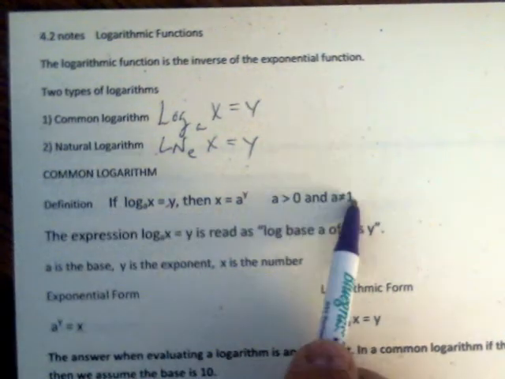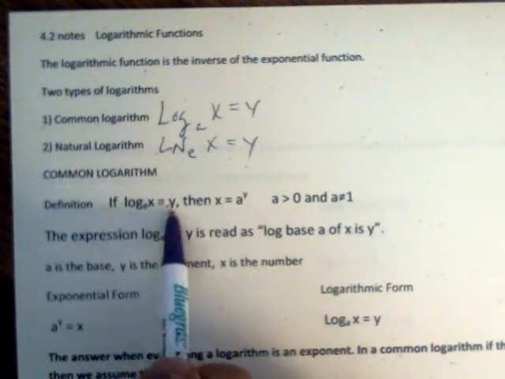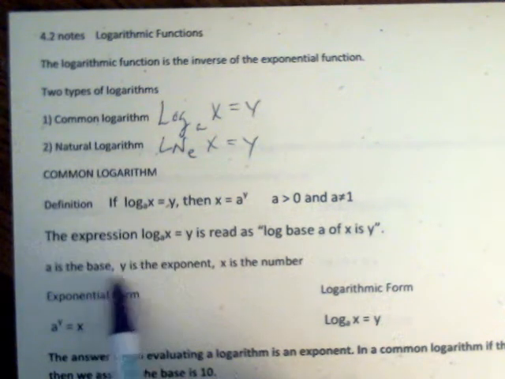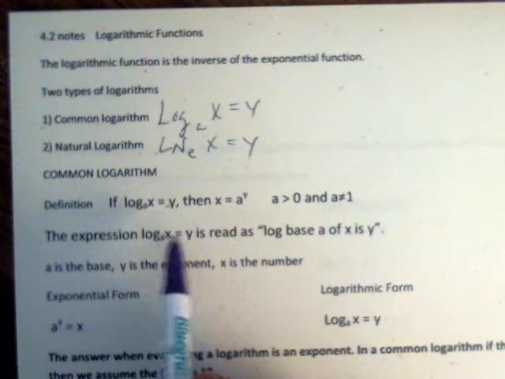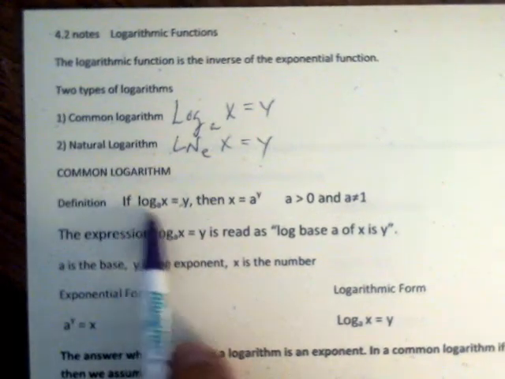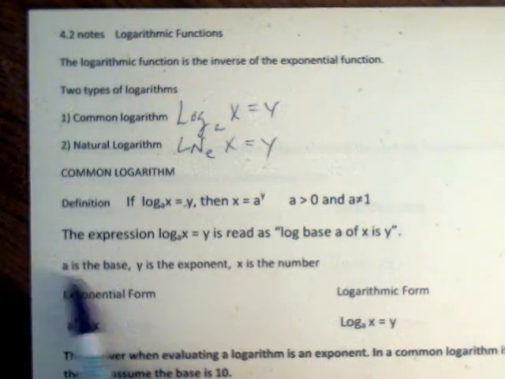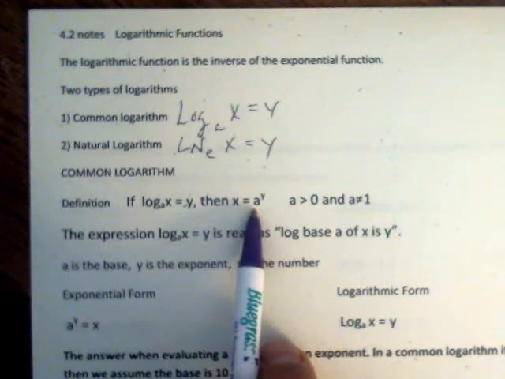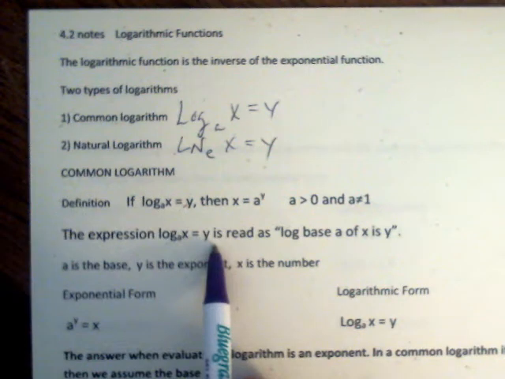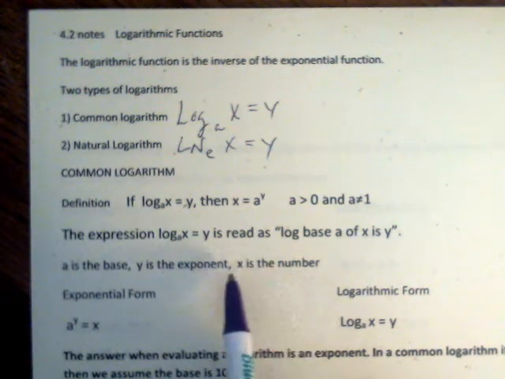So here is your basic definition. This is kind of a transformation of sorts from a logarithm to an exponential and vice versa. And this allows us to rewrite these expressions in order to evaluate and to solve them. The way this is read is log base a of x equals y. A is your base, as you can see in the transformation. Y is the exponent. X is the number or the result.